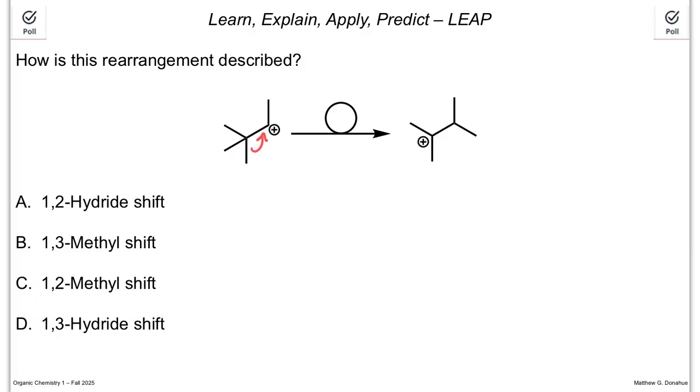In terms of the numbering, the numbering that's listed is relative. So they're right next to each other, 1, 2. And the group that's moving is a methyl. So it's a 1-2 methyl shift.